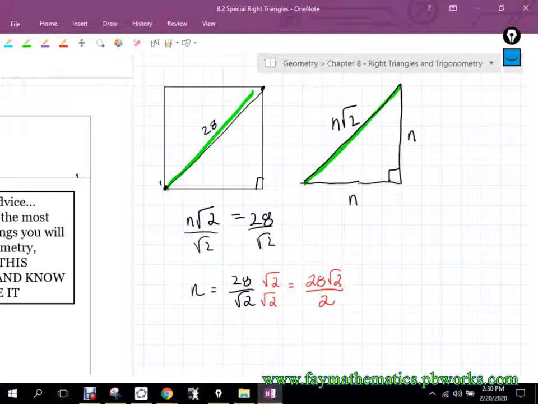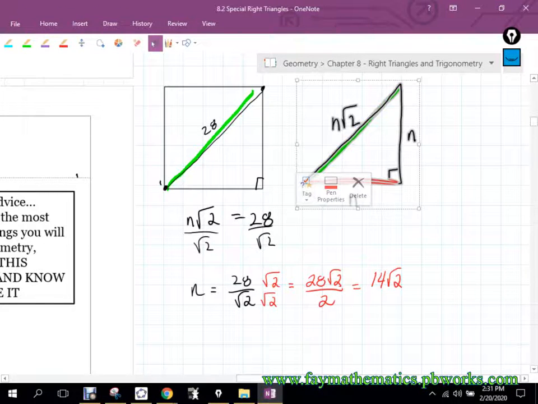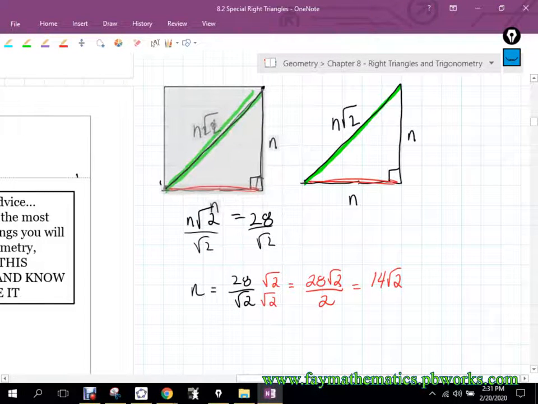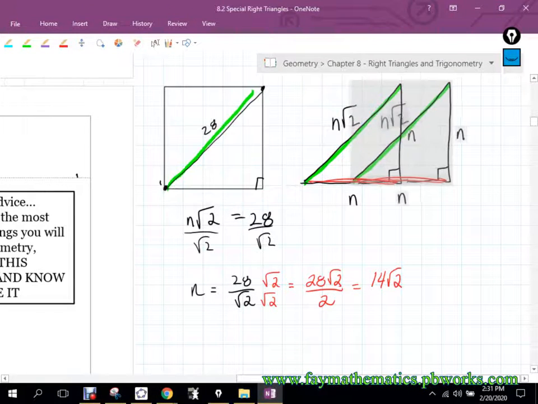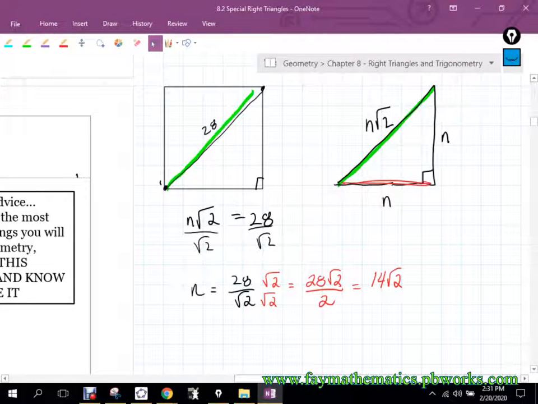What can you do with that 28 and the 2 on the top and bottom here? The 28 over 2 turns into 14, right? So you get 14 root 2. And that's what n is, so that's the side length of the plate. Okay, n is going to be, again, in this picture here, that segment. So when I put it back on top of the square, well, that's the side of the square. That's the dimension that they're looking for.